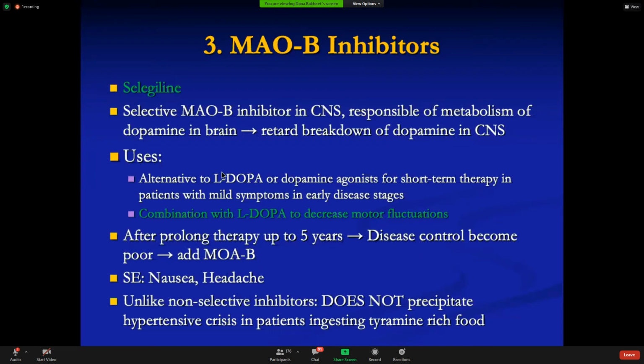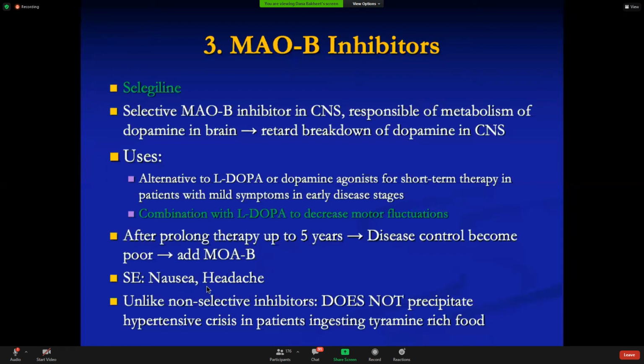It is used as an alternative to L-Dopa or a dopamine agonist for short-term therapy in patients with mild symptoms in early disease stages. We can use them as monotherapy in early stage, or in combination to decrease motor fluctuation. Usually after prolonged therapy with L-Dopa and Carbidopa, up to 5 years, disease control becomes poor, so we usually add the MAO-B inhibitor, which is Selegiline.